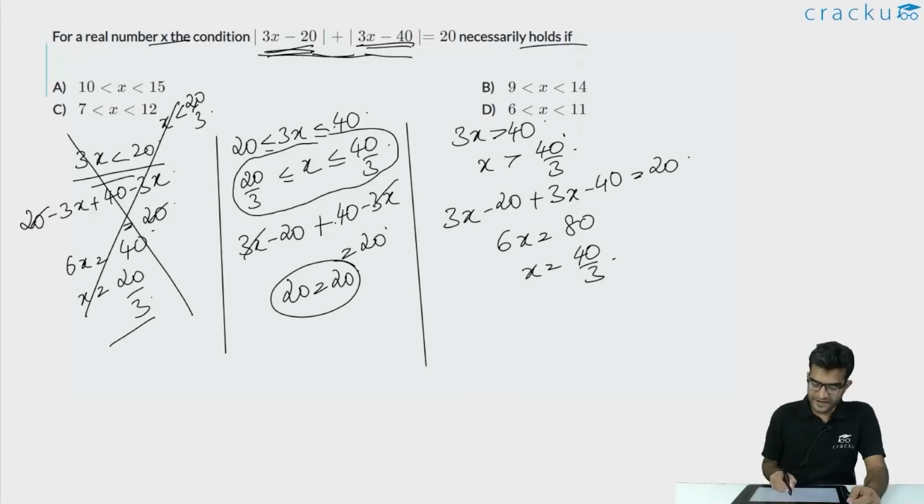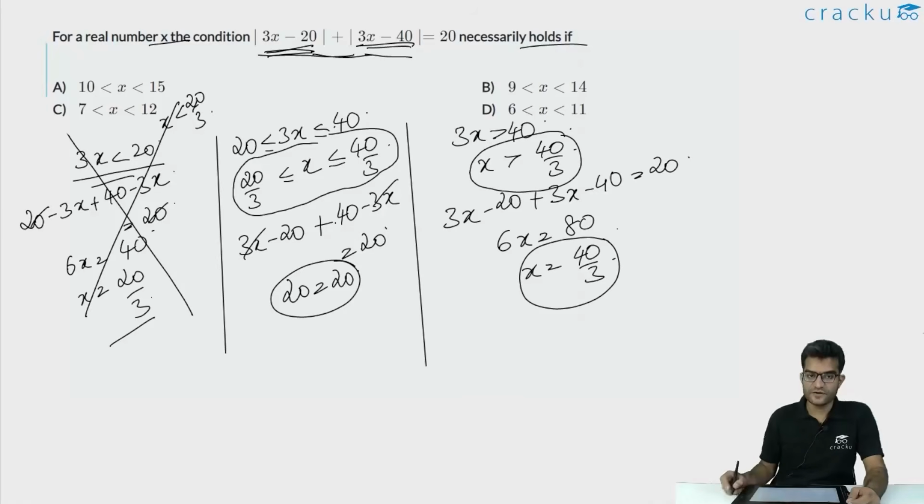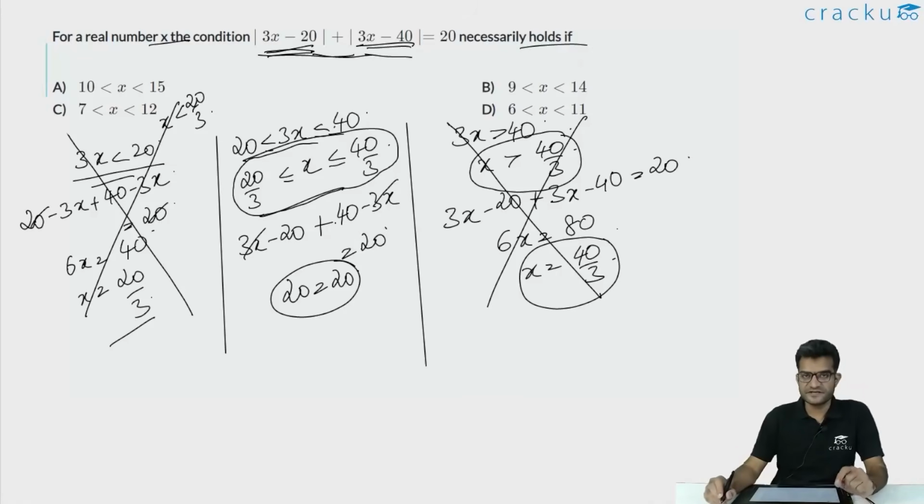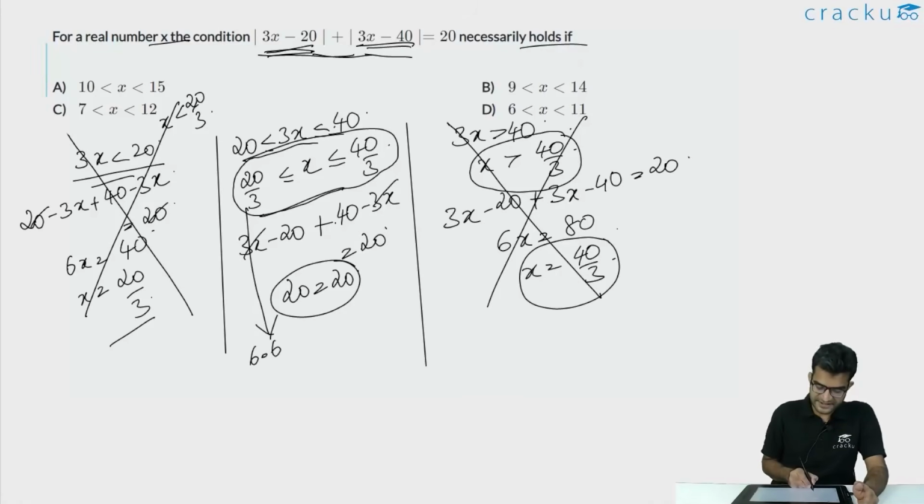Again, we are looking for the values of x which are greater than 40 by 3. We are not looking for the value of x which is equal to 40 by 3. So again, we have no value of x greater than 40 by 3 for which this equation is true. So the only values of x for which this equation is true lie between 20 by 3 and 40 by 3. 20 by 3 is 6.666 and 40 by 3 is 13.333.